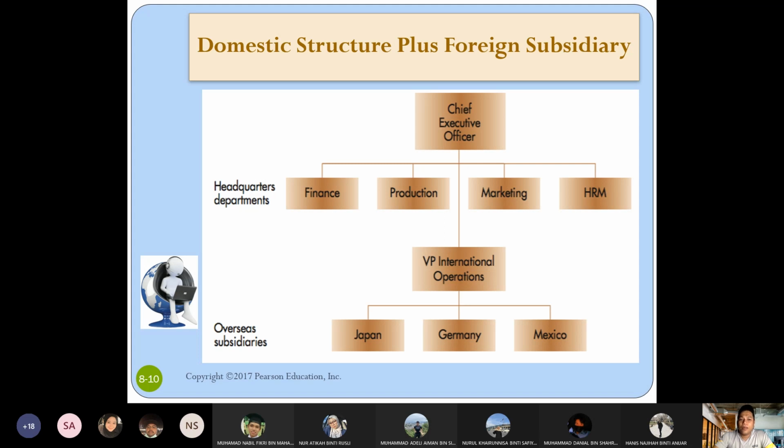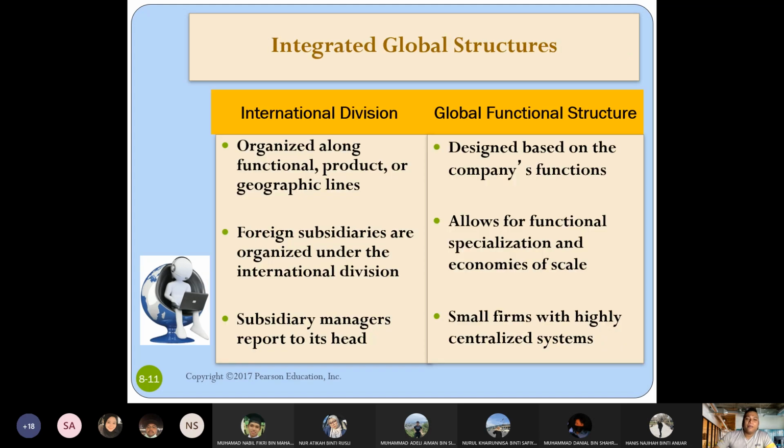If you look from here, in the domestic structure, they have their own structure for finance, production, marketing, and HRM. At the same time, because they have activities with foreign subsidiaries or foreign countries, they have the VP of International Operations. Under that operation, they have the countries where they have foreign subsidiaries. In this case, they have three countries. All right.